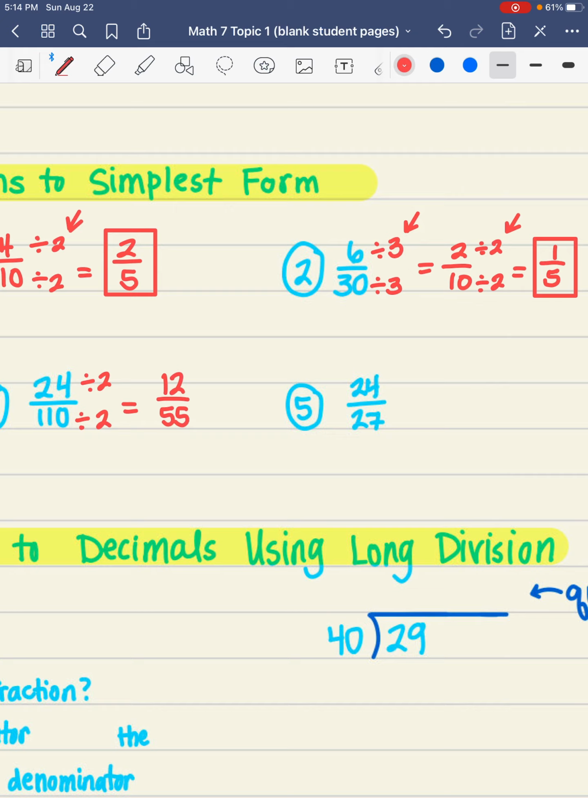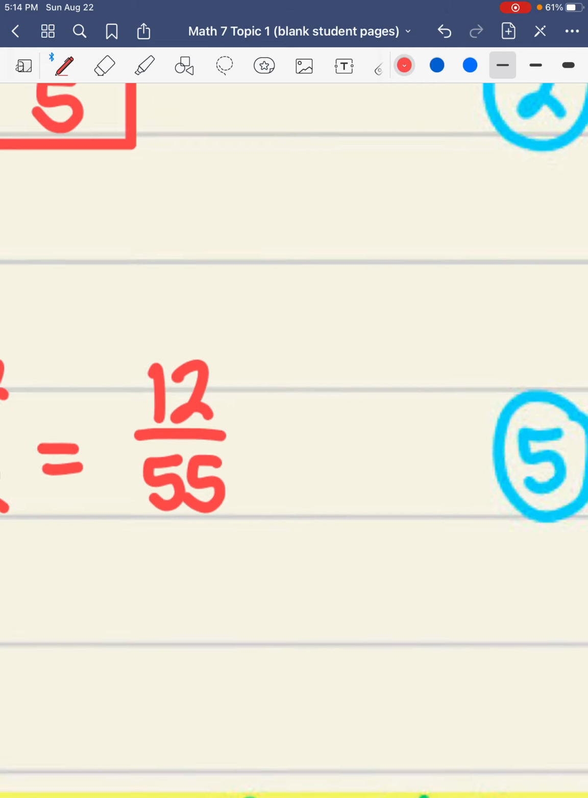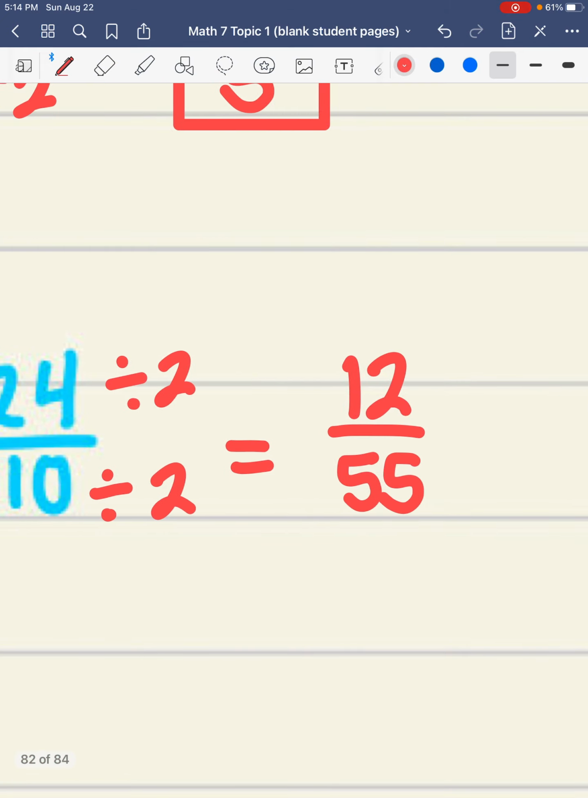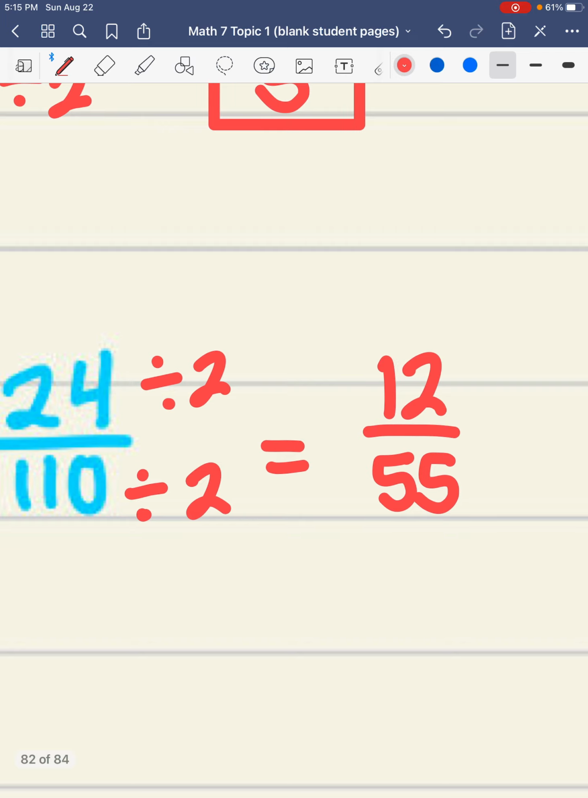So now we have 12 over 55. I want to ask myself, is that in simplest form? I notice that we have an even number up here and an odd number down here. But maybe 3 goes into both of those. Do you know your trick for finding out if a number is divisible by 3?